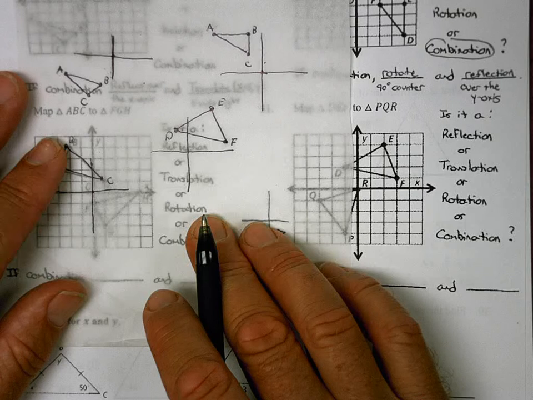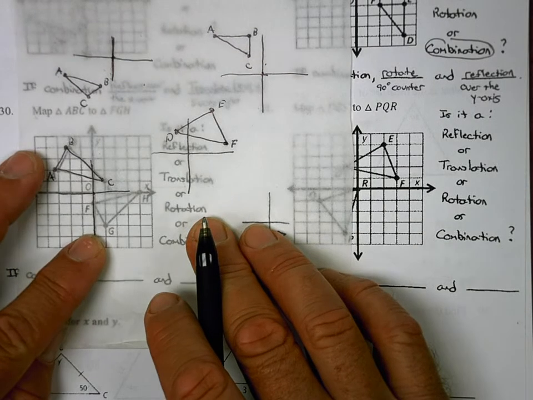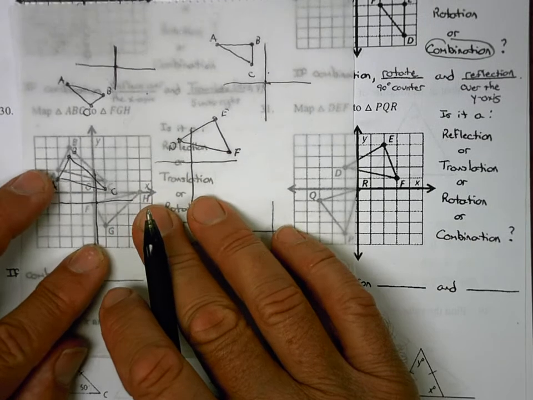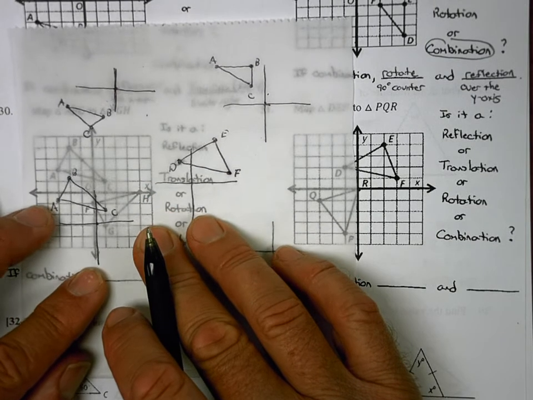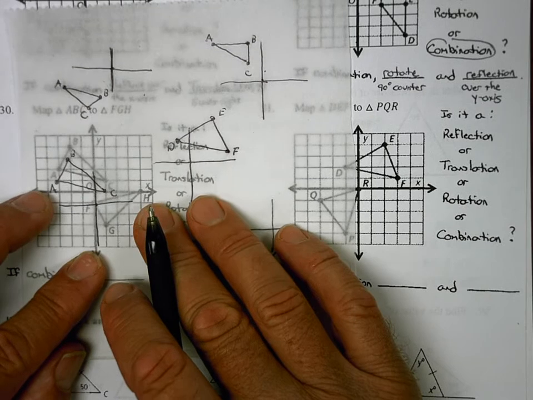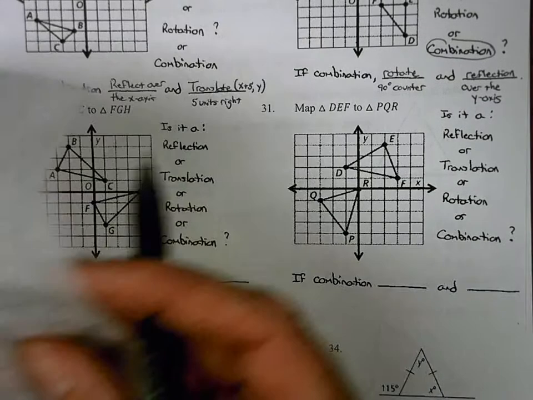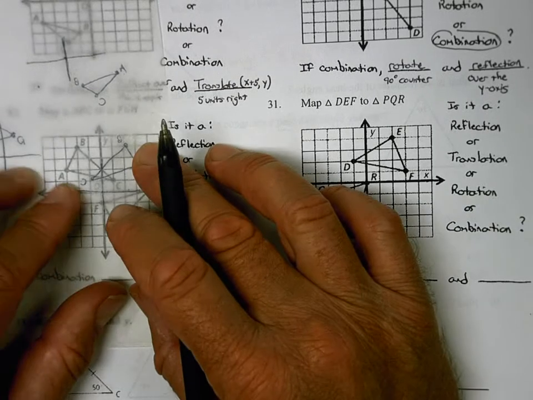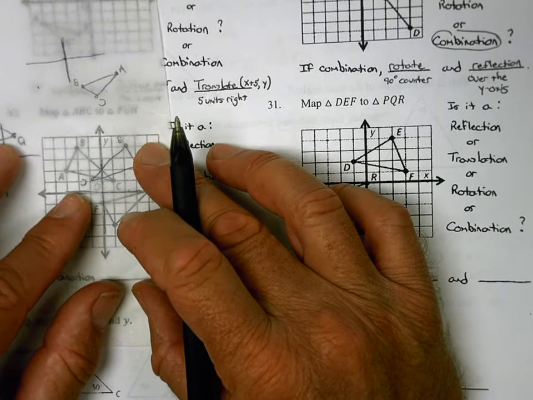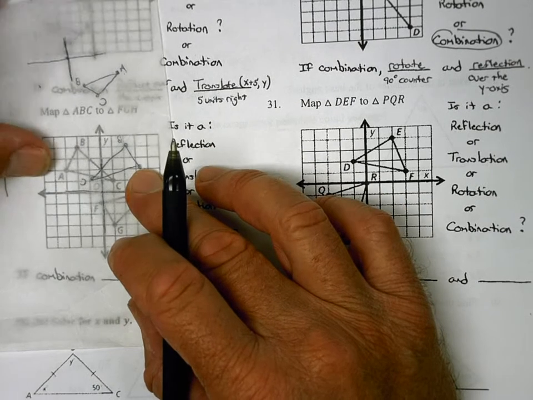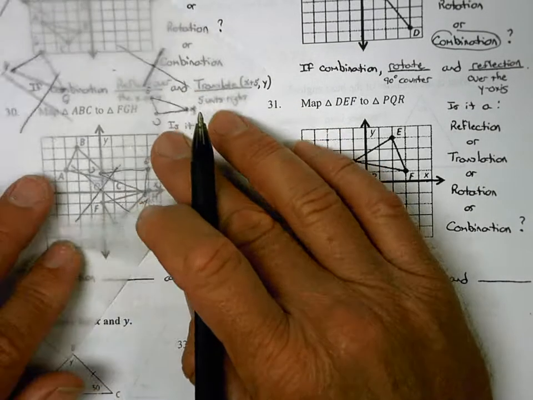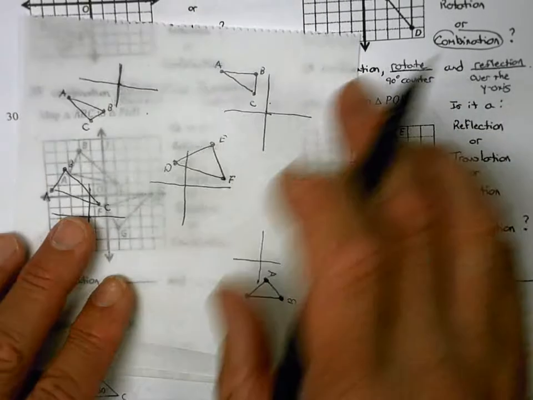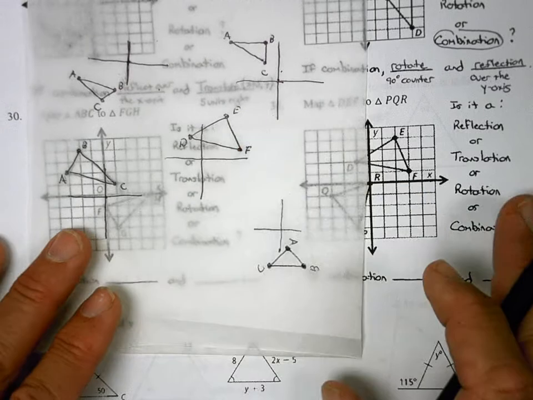All right? But maybe if I slide the shape down to right there, and then I reflect it, then I get that shape right there. Okay, so the first thing that I could do is reflect it, and then if I rotate it 90 degrees, I'm not going to get it either. So number 30 is a tough one right here.